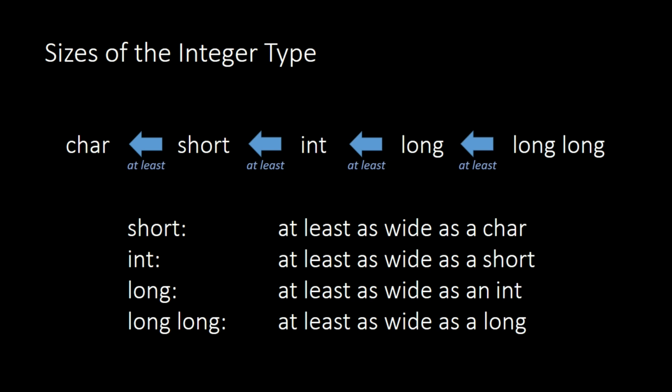Now, if you look at this for a second, you realize that this means, again, maybe somewhat confusingly at first, that it's entirely possible for you to have two different integer types that are the same size. And for example, on a lot of systems, an int is actually the same size as a long. It can be 4 bytes wide very often.